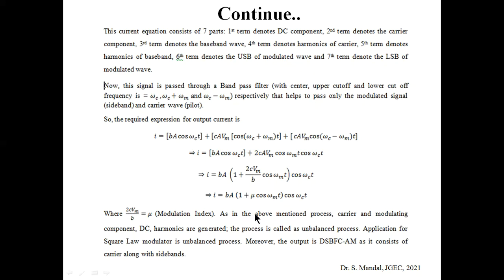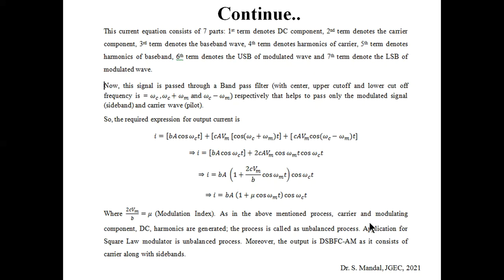So here you can see that in the above mentioned process, initially in the equation there are lots of components like the DC term, message signal, carrier signal, harmonics of the carrier, harmonics of the message signal, and the corresponding sidebands also. So that's why we call it an unbalanced modulation process. Why is it unbalanced? Because all these unwanted components are present initially. So that's why the square law modulator is an unbalanced process.